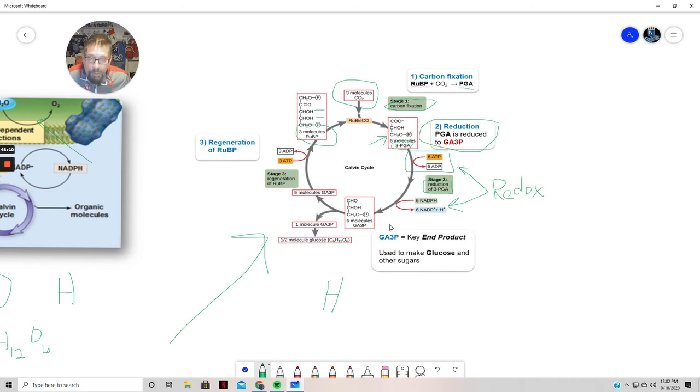And now we have the GA3P, which is the official end product of the Calvin cycle. The GA3P is then combined, because you can see one of these molecules makes half of a glucose molecule. In other words, it makes C3H6O3, and you just have to add 2 of them together. You just have to have one more. That would be half. 2 halves equal 1.